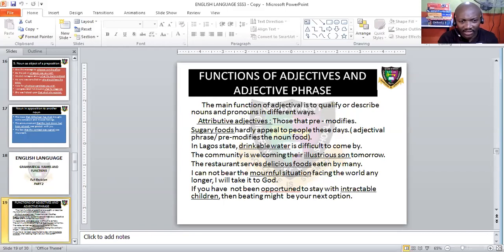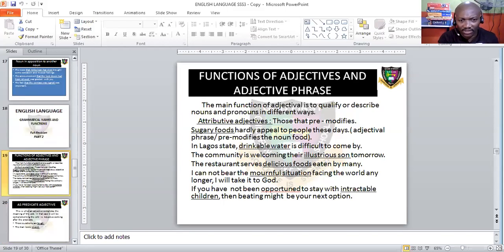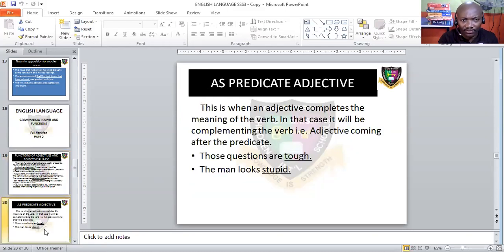Look at this one: if you have not been opportune to stay with intractable children, then beating might be your next option. Now, we also see intractable children as an adjectival phrase, and we see intractable is an adjective pre-modifying the noun children. Note very well that BLE words like able, sellable, liable, pliable are all adjectives.